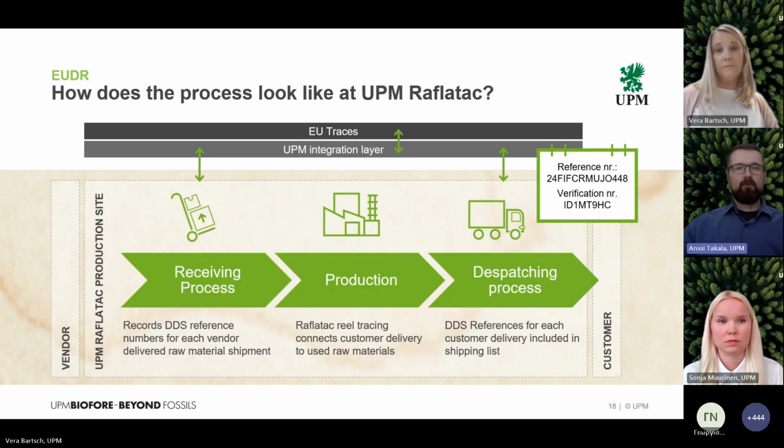And as a summary, we are working on multiple process touchpoints at the moment. Firstly, in receiving, to be able to record vendor-provided DDS references for later use and, in addition to recording, validate them also. Secondly, in integration to EU Traces via the UPM integration layer, to get the due diligence statements created and DDS reference numbers available. And lastly, in dispatching, to be able to send you DDS references with every shipment. Hope this gives you an idea what EUDR means to Raflatac from a system development perspective. Target is the end of the year. Thank you.